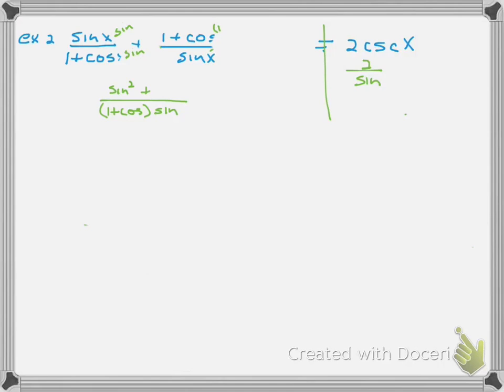So I've got 1 plus cos, 1 plus cos. That gives me my denominator. Now I have to FOIL that out. 1 plus the cosine times 1 plus the cosine is 1 plus 2 cosine plus cosine squared.